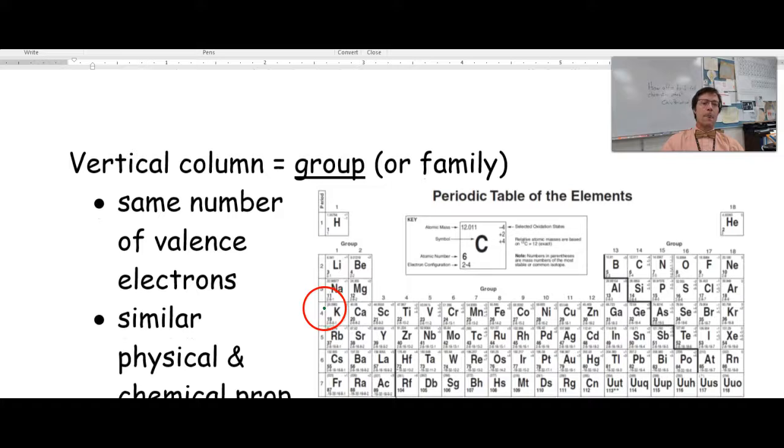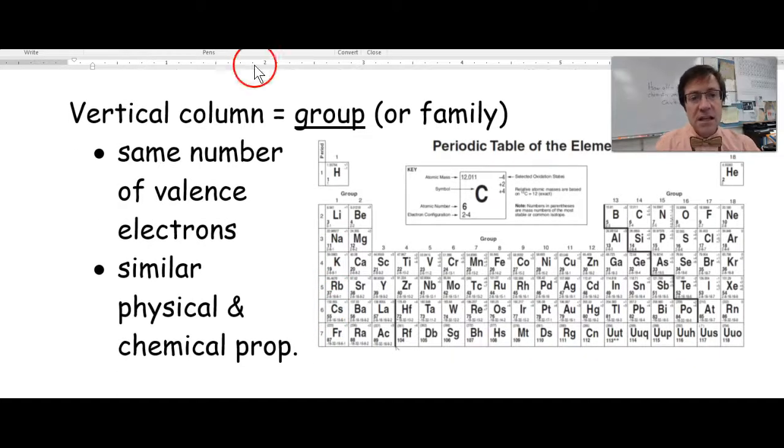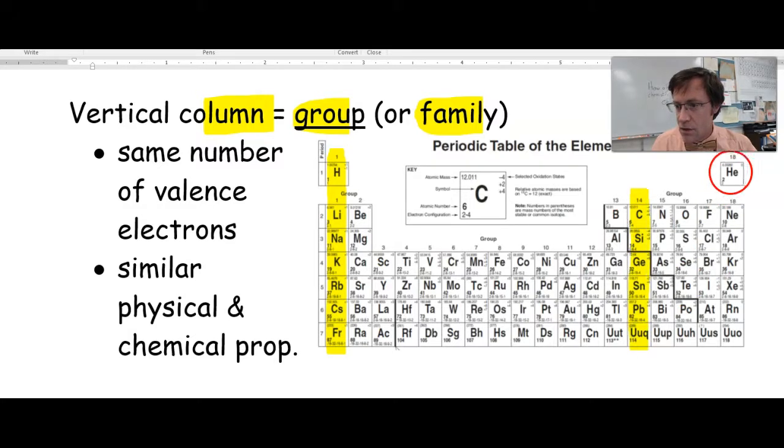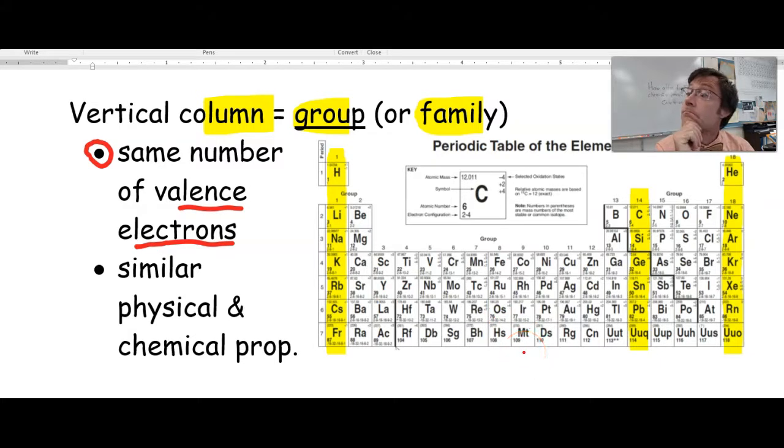Moving on. Vertical columns. Vertical columns, these are called groups or families, right? A group or a family or a column, 3 words, same thing. Here is a group or a column. It goes up and down, right? Up and down. Oh, here's one too, there, right? So there are your 3 examples of 3 different groups, columns, or families. So, here's the deal. Same number of valence electrons. Y'all, what can you tell me about the chemical and physical properties? You're right. They're going to be similar. Yep, absolutely. They're very similar chemical and physical properties.